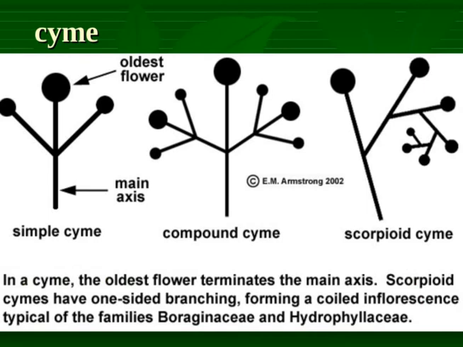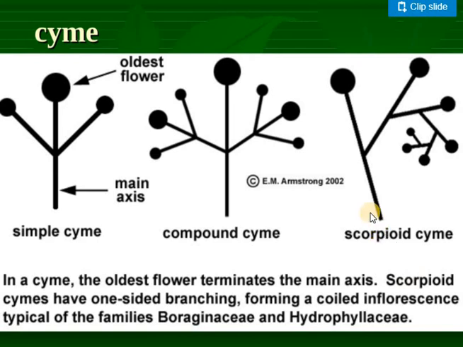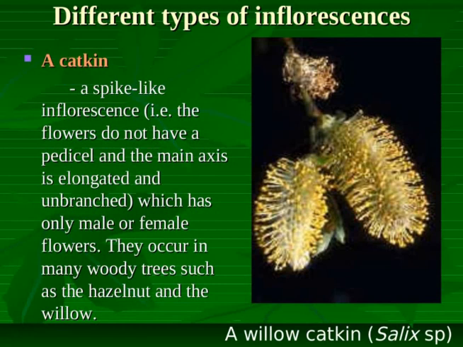And the second one is called a scorpioid cyme, where the terminal bud or meristematic region terminates in a flower. Then the branches will be produced towards only one side. The first flower will be produced like this. From that bract, the second will come. From the axil of the leaf, the third one comes. Like this, when all flowers are produced in one direction, they are called a scorpioid cyme.